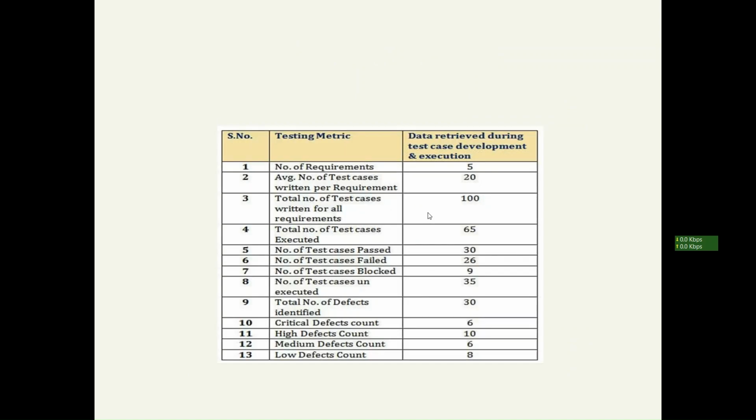Okay. Next one is the number of requirements. Like for example, 5. For that, how many test cases are required to be written? How many test cases have been executed? How many test cases have passed? And how many failed? How many blocked? What are the critical defects? Like that, you gather some information, that is called a test metric.